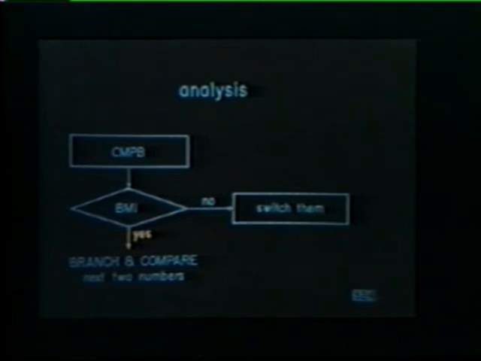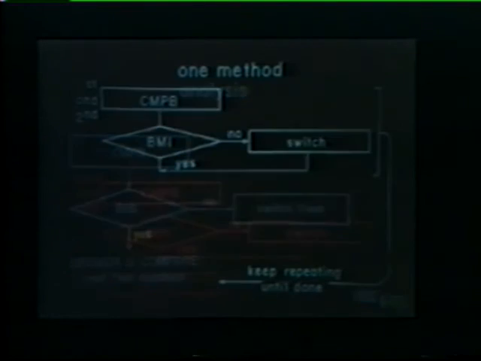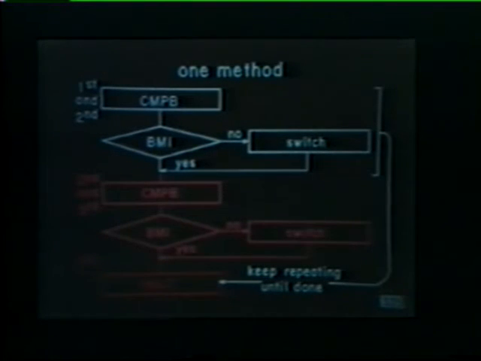On the other hand, if the answer to the BMI instruction is yes, then we know the numbers are already in order. There is no need to switch them around, and we can branch in order to compare the next two numbers. This small flow diagram we showed you, which was used for comparing the first and second numbers, can be repeated exactly and used to compare the second and third numbers, repeated again for the third and fourth numbers, and so on, until we have completed comparing all of the numbers that we plan to deal with.